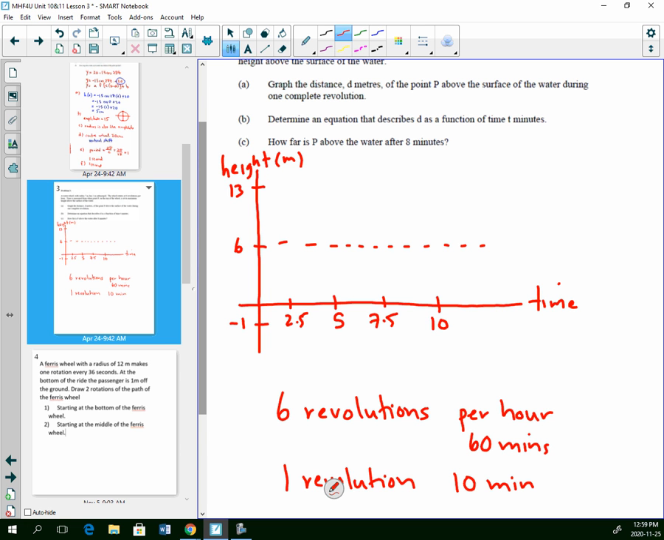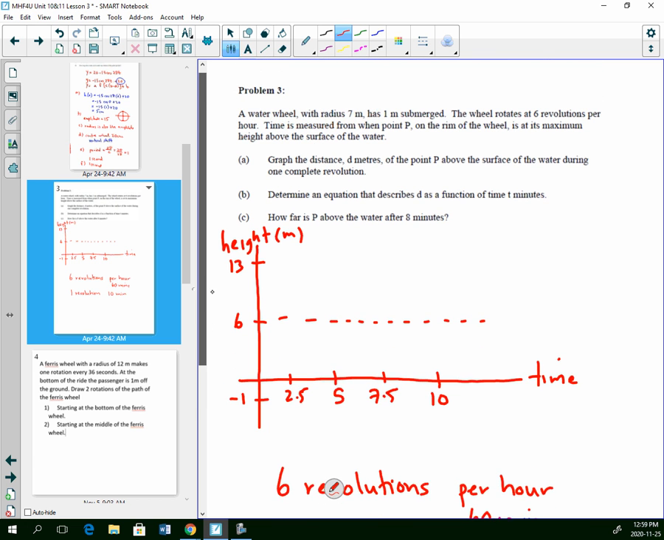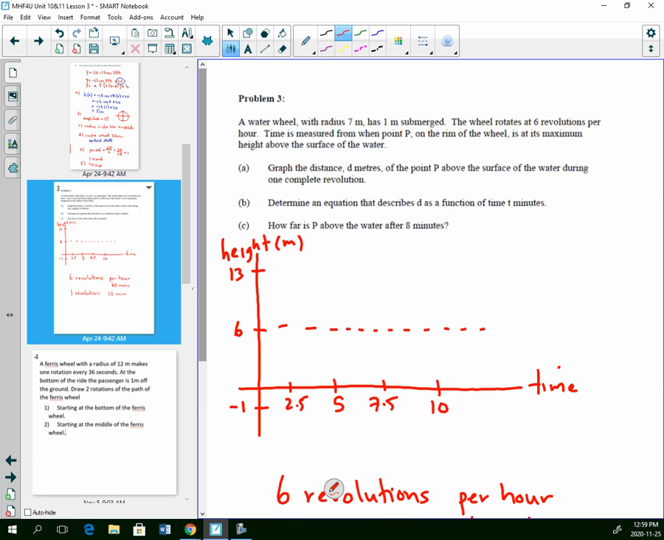Right, so my one cycle we want to divide into 4 equal increments. So divide in half and then divide again. So 10 minutes to go around once. And then it says time is measured when point P on the rim is at the maximum height. So it's telling me to start my graph at the top.